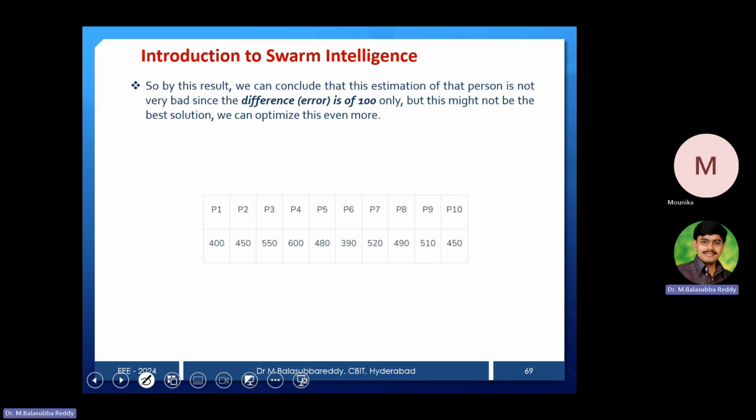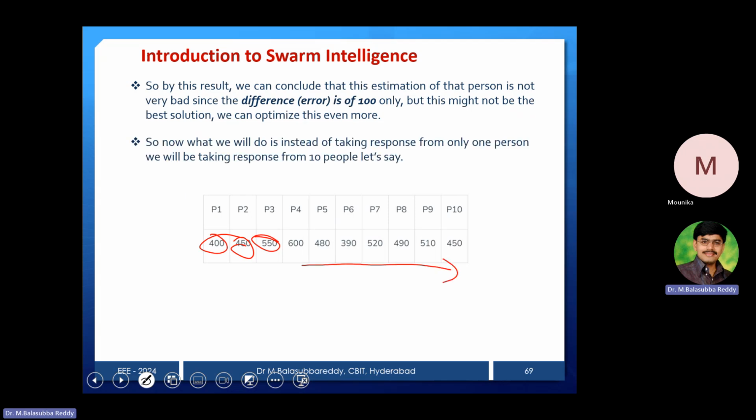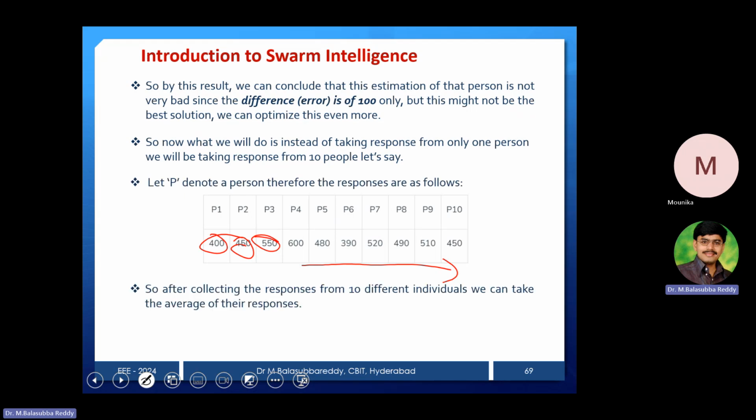Now you can see I asked only 10 people, very few people. The data is presented here. The first person says 400, then 450, 550, and so on, different answers. With 10 people, you just take the average. If I take the average of this, I get 484. What is the actual answer? 500.